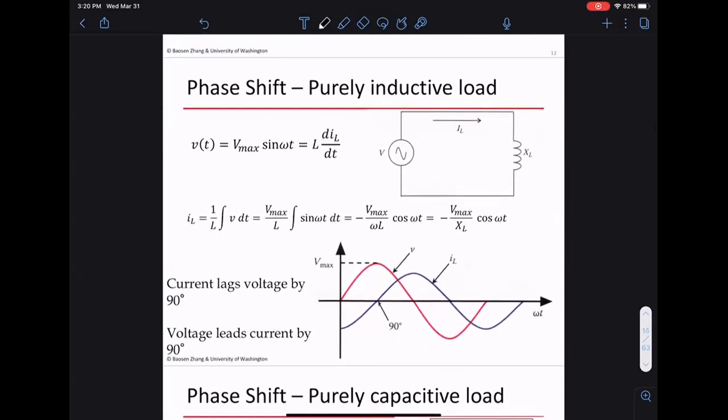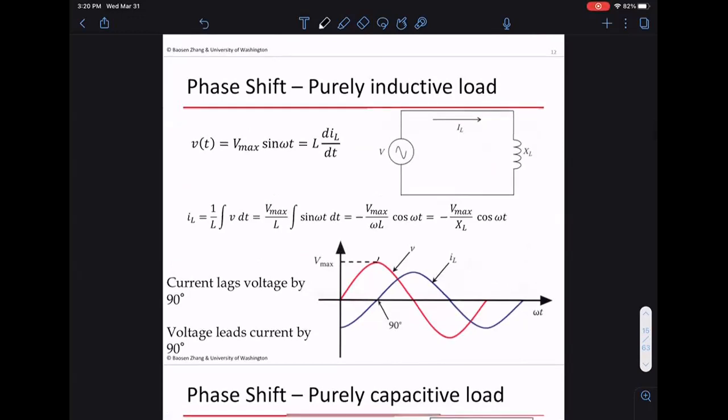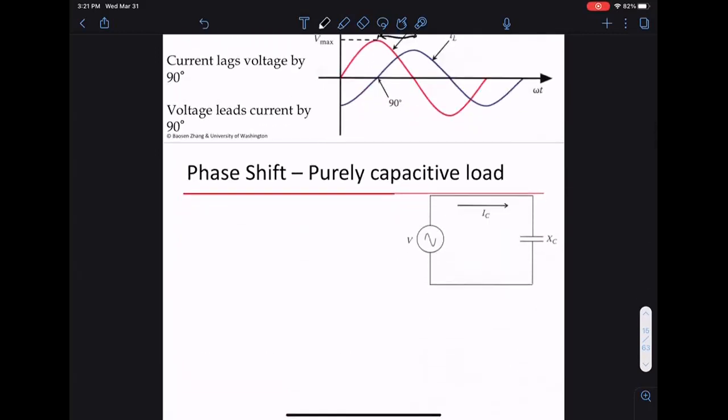Here, just plotting this out, if you look at the two waveforms, one is sine, one is minus cosine. So here we say that the current lags the voltage by 90 degrees. The reason is, if you look at the voltage here, the peak happens 90 degrees earlier. So we are not in phase for a purely inductive load. The phase difference is 90 degrees.